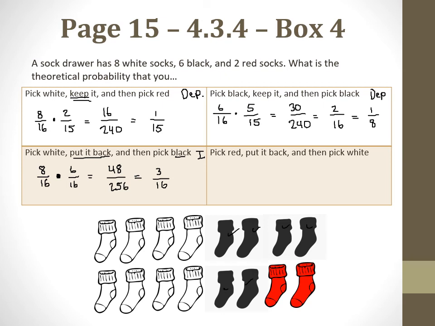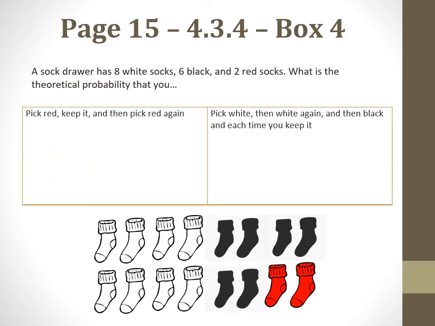And one more here, we're being asked what's the probability of picking red, putting it back, so independent, and then picking white. So the probability of picking red, there are 2 red socks out of the 16 total. Number of outcomes doesn't change, the setup doesn't change because we pull it and then put it back. And the probability of picking white is 8 out of 16. So if we multiply those two together, that is 16 out of 256, which simplifies to 1 out of 16.